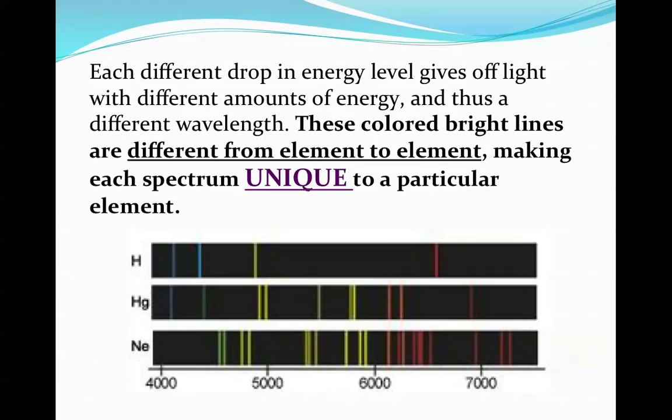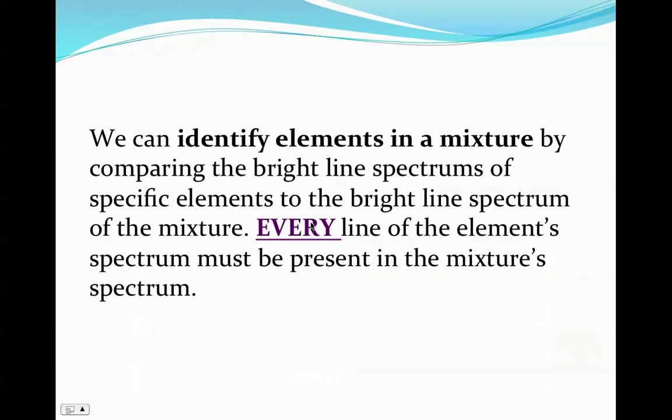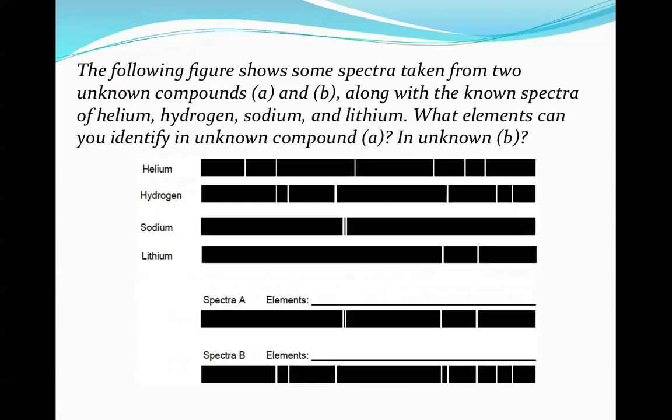Now each different drop in energy levels gives off light with different amounts of energy. So these bright line spectrums are unique to a particular type of element. We can use them to actually identify elements in a mixture, such as looking at the light that's coming from stars, and we can use that to figure out what elements are in that mixture of gases. So every line of an element's spectrum has to be present in the mixture. If just one of those wavelength lines is missing, then that element isn't in the mixture.